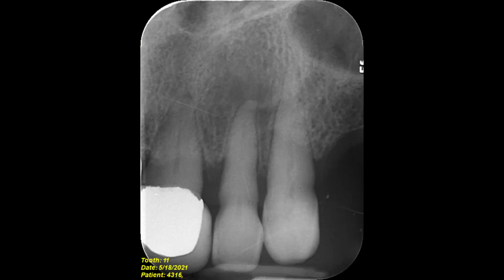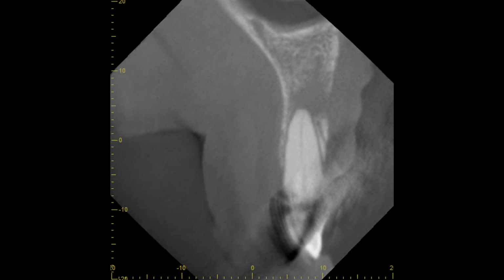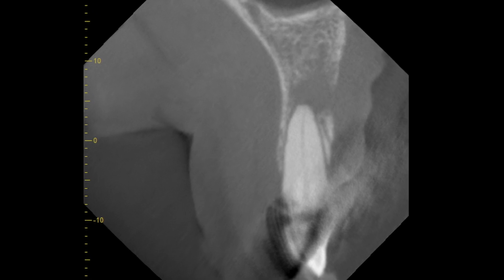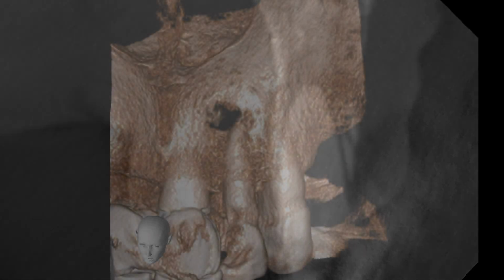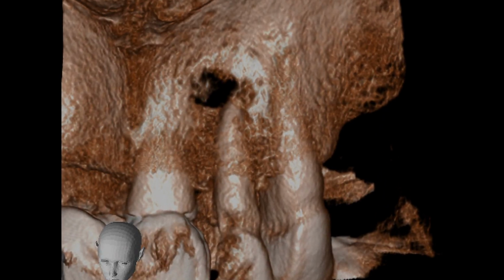Here is the pre-op x-ray showing poor crown to root ratio, large apical finding. Here is also a CT scan showing large lingual fenestration. The tooth tested non-responsive to CO2 ice. Please note the size and location of the bone loss.